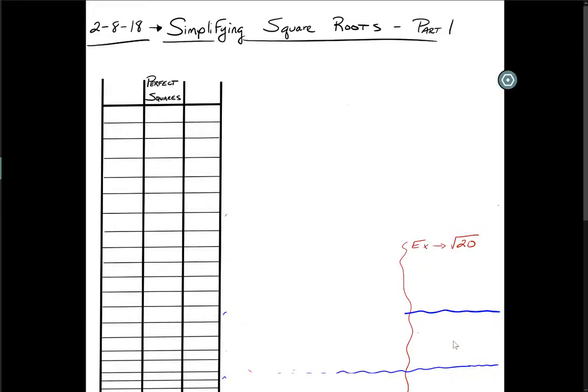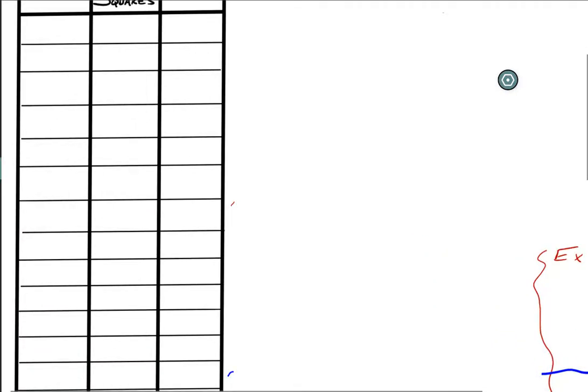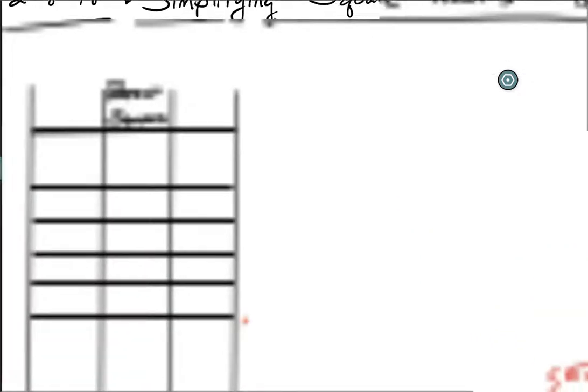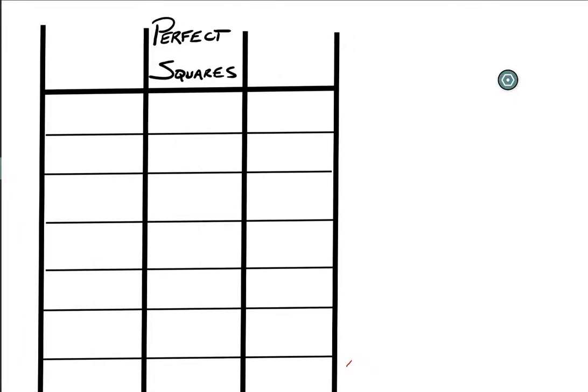First things we've got to do is talk about perfect squares. We're simplifying square roots today. So first thing we're going to talk about is what is a perfect square. And we're just going to talk about the whole number perfect squares right now, okay? We're not going to talk about the decimals.